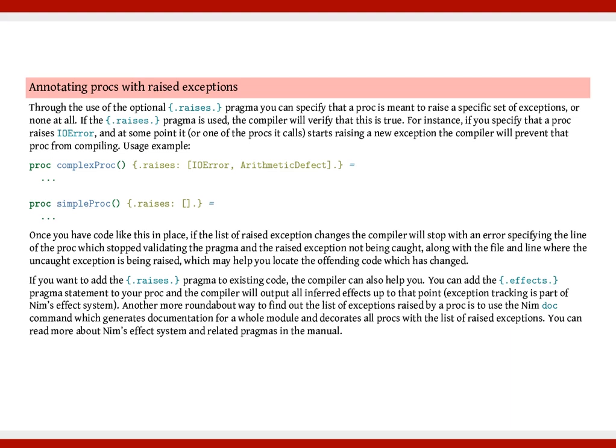to that point. Exception tracking is part of Nim's effect system. Another more roundabout way to find out the list of exceptions raised by a proc is to use the nim doc command, which generates documentation for a whole module, and decorates all procs with the list of raised exceptions. You can read more about Nim's effect system and related pragmas in the manual.